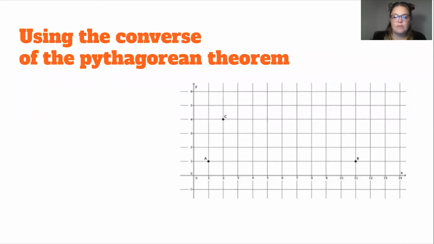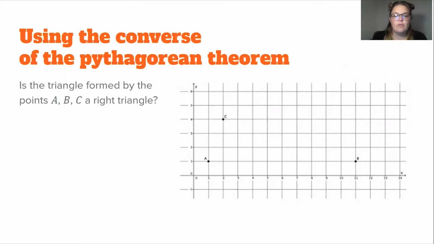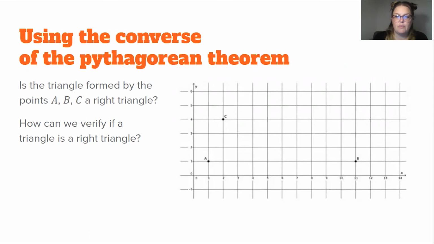In this next slide, we will use the Pythagorean theorem to determine if a triangle is a right triangle. Looking at these points, is the triangle formed by the points A, B, and C a right triangle? How can we verify if a triangle is a right triangle? What do you think? Pause the video to think of what might work.